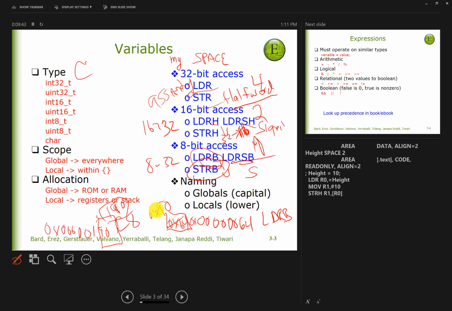So the U in C means it's unsigned? Yes, great question. She asked, how do I tell in C whether it's signed or unsigned? U stands for unsigned and no U stands for signed. Why does it matter for 32?